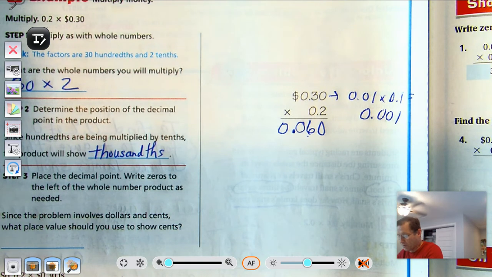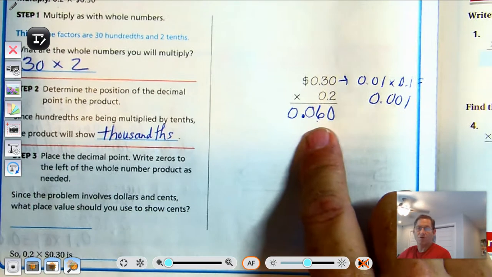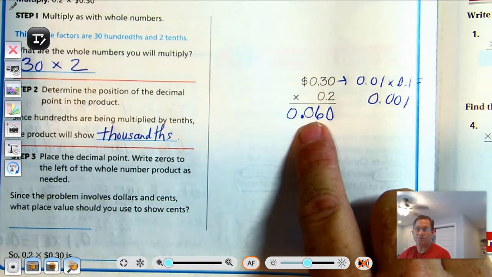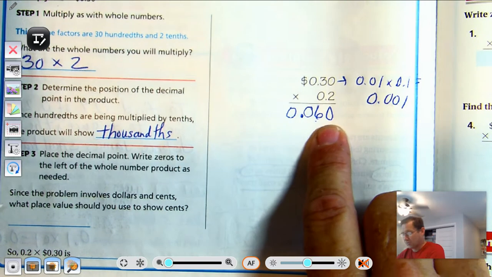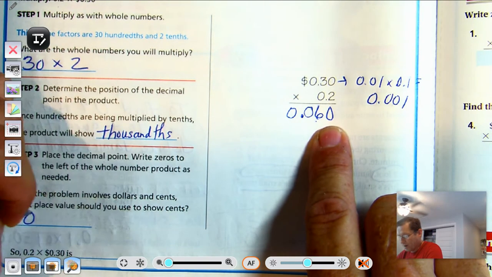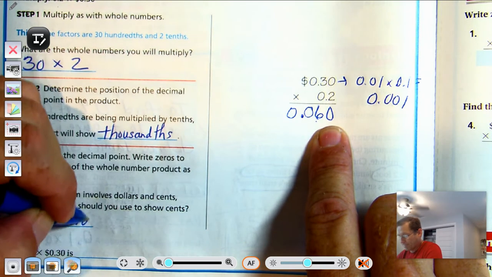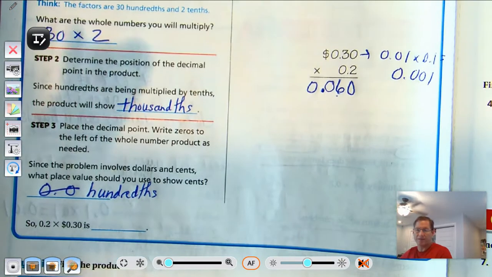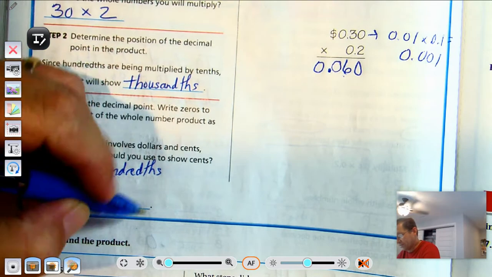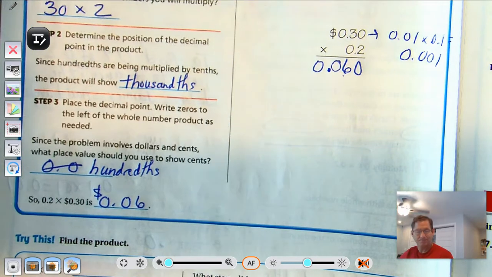All right, since the problem involves dollars and cents, what place value should you use to show the cents? So here, while we had to add a zero to put the place value into the thousandths place, we don't write money this way, right? So we're going to drop off the thousandths, because when we show cents, we only go out to the hundredths place. So 2/10 times 30 cents is just written as 6 cents.